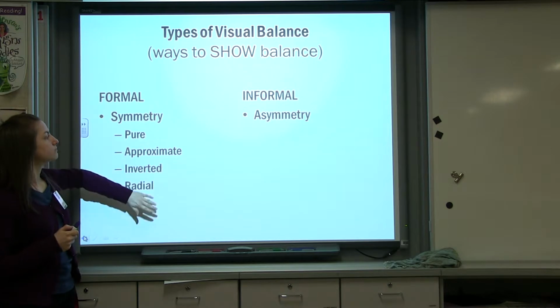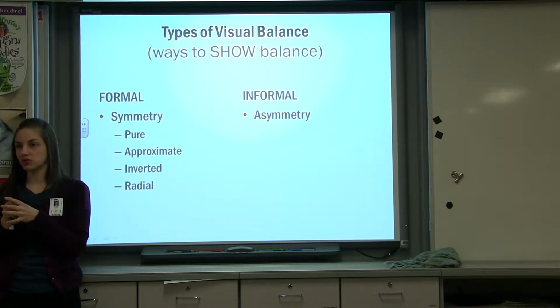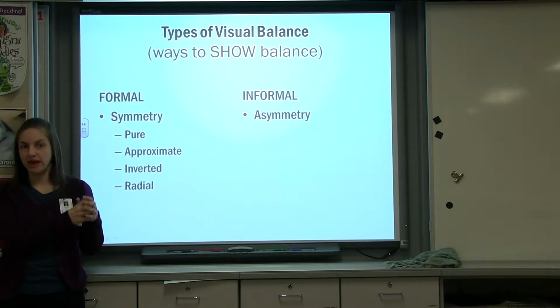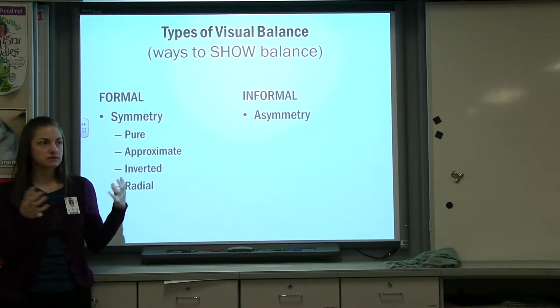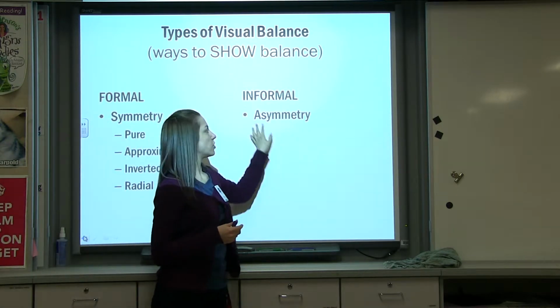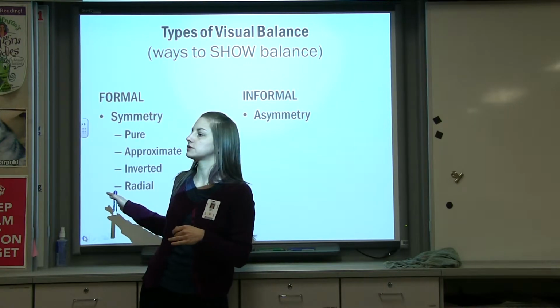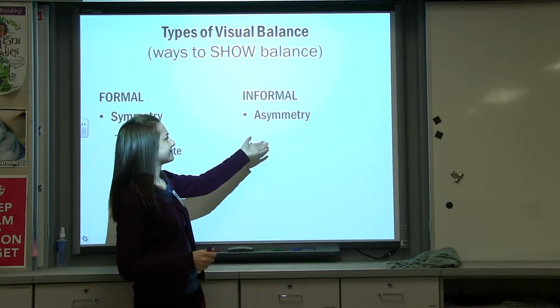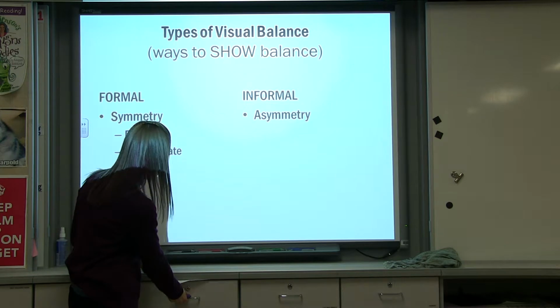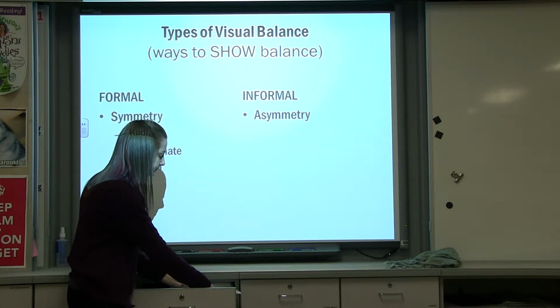So we're going to give you examples of those, okay? But you should know that all symmetry is formal balance, or we could say that it's formally balanced when we talk about visual balance. Now, there's this little lonely side over here, right? The screen is not very balanced. There's all these types of formal balance. There's one kind of informal balance, and that is asymmetry.